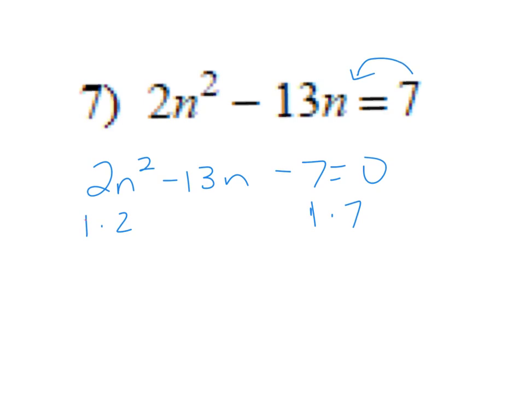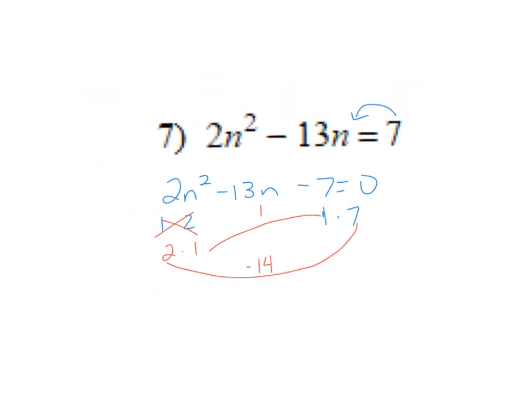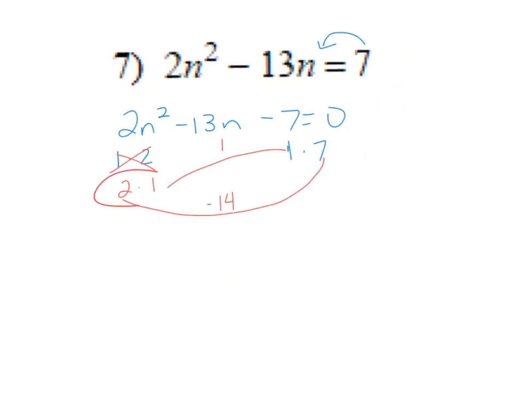I'm going to flip a set. So I'm going to make this 2 times 1, and I'm going to check again. 2 times 7 is 14. 1 times 1 is 1. That'll work. And then if I make the 14 negative, that'll get me -13 in the middle. So my front numbers here will be 2 and 1. So I've got a 2n and a 1n. My back numbers are 1 and 7. So I have 1 and 7.